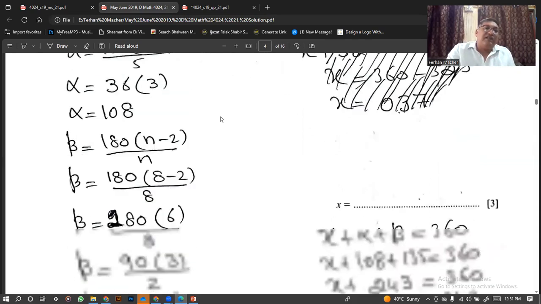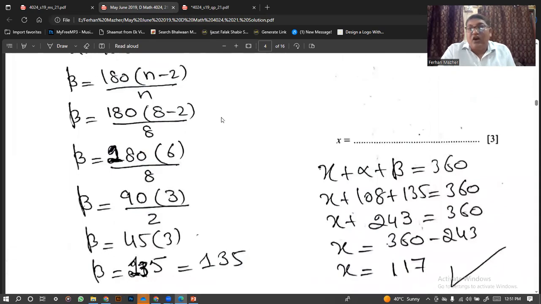Then we will find out the internal angle of the octagon. Octagon means 8 sides, so the formula is the same. Beta is equal to 180(n minus 2) divided by n. So beta will be equal to 180(8 minus 2) divided by 8, which is 180 into 6 divided by 8. It will be 90 into 3 divided by 2, and that is 45 into 3, which is 135.